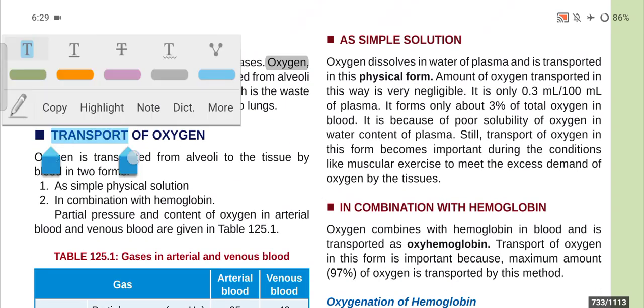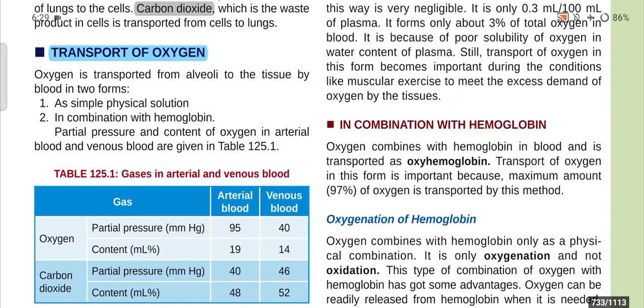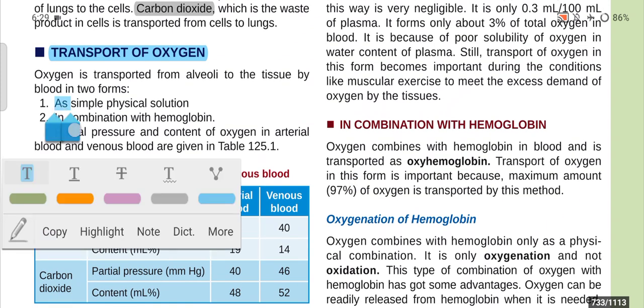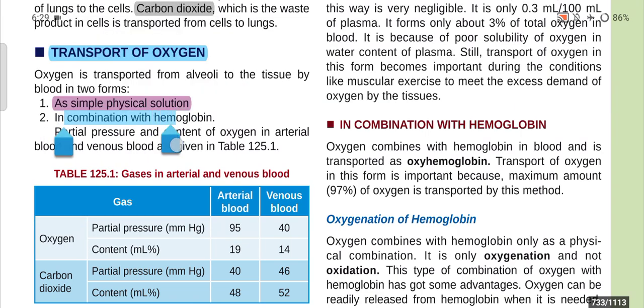Now, transport of oxygen. First of all, oxygen is transported from the alveoli to the tissues by blood in two forms. One is as a simple physical solution, and the other is in combination with hemoglobin. So these are the two methods by which oxygen can be transported.